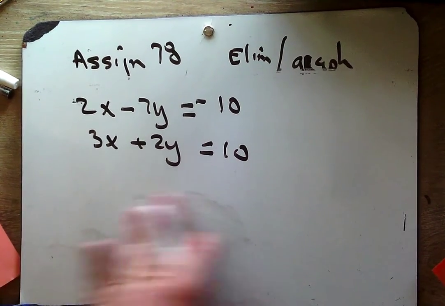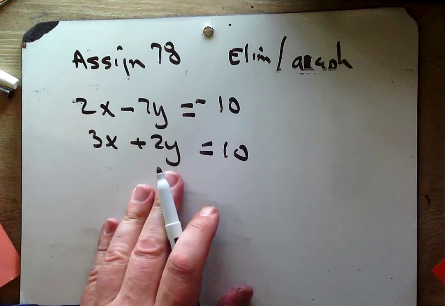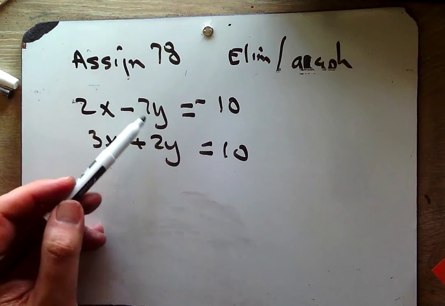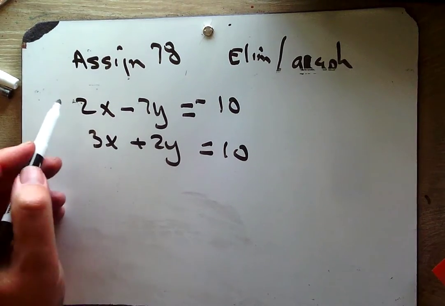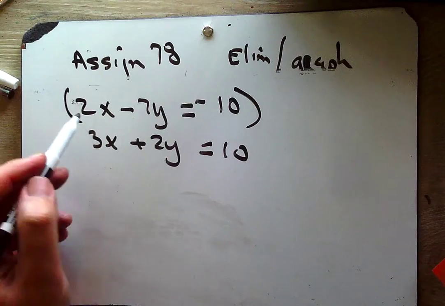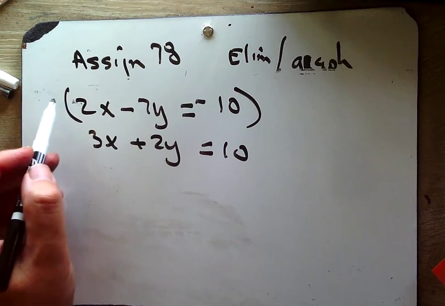All right, so did you get rid of x's? Did you get rid of y's? In my experience, most students want to get rid of the x's because they don't want to deal with 7. So if neither of these are the same or opposites, then I'm going to multiply.